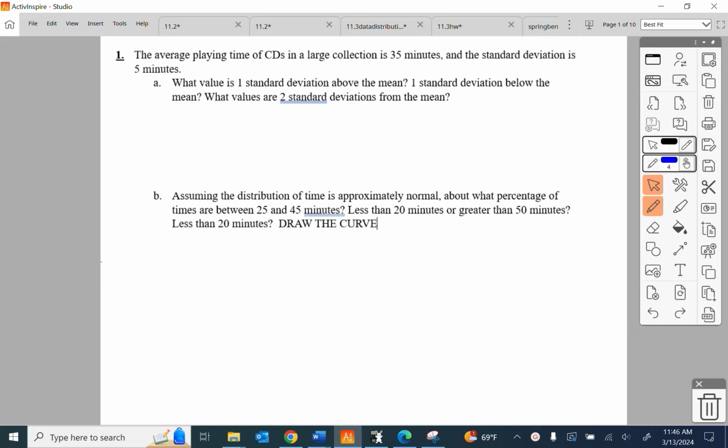So what they're asking you to do here, and I'll use some notation you may or may not like, is find the mean, which is a really bad looking mu, plus or minus the standard deviation. Boy, that looks a lot like a sigma or a theta. So the mean is 35, and one standard deviation above would be plus 5, which is 40 minutes. The other one is the mean minus the standard deviation, which would be 35 minus 5, which is 30 minutes.